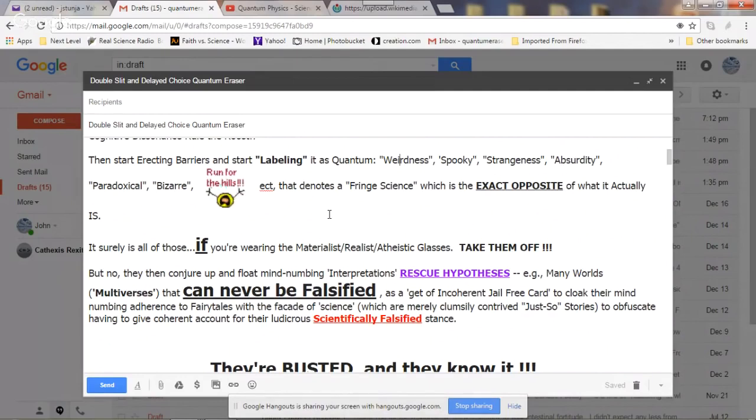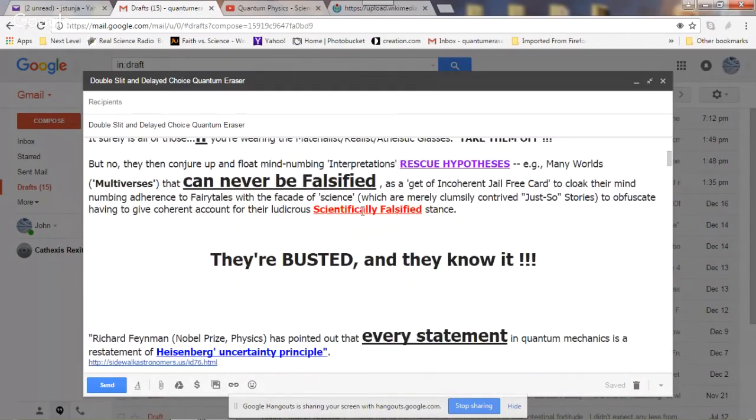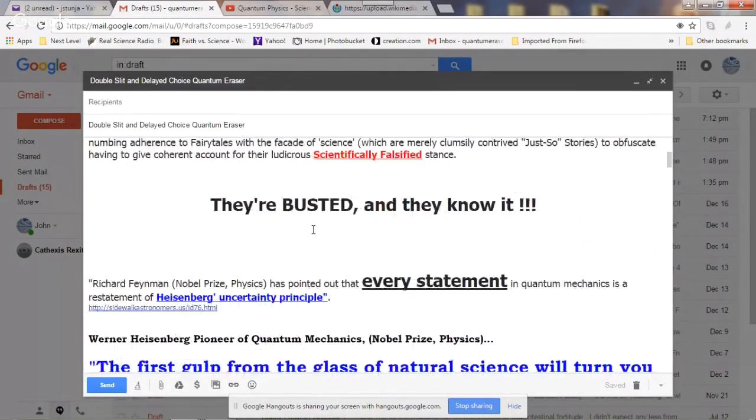For example, many worlds, the old multiverses deal, that can never be falsified, as a get-out-of-incoherent-jail-free card to cloak their mind-numbing adherence to fairy tales with the facade of science, which are merely clumsily contrived just-so stories, to obfuscate having to give account for the ludicrous scientifically falsified stance. Well, they're busted, and they know it.